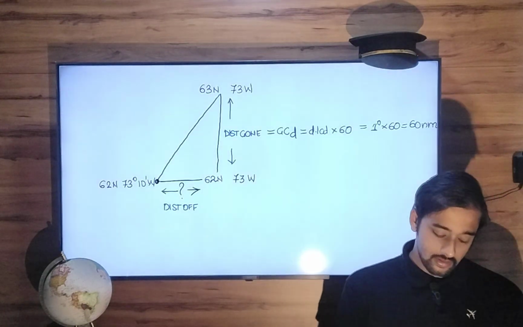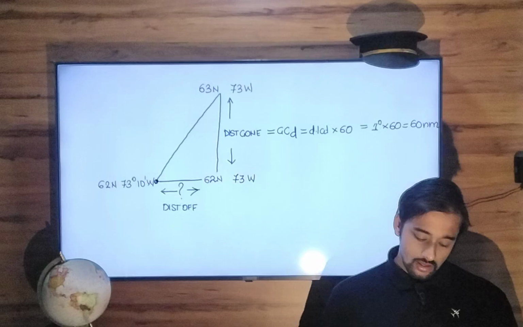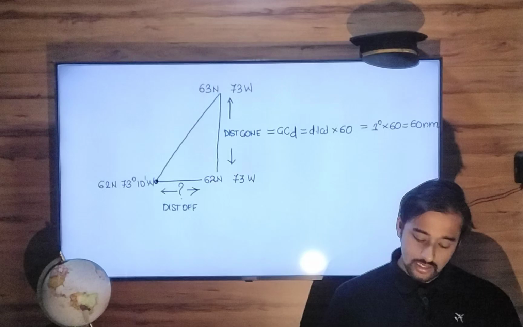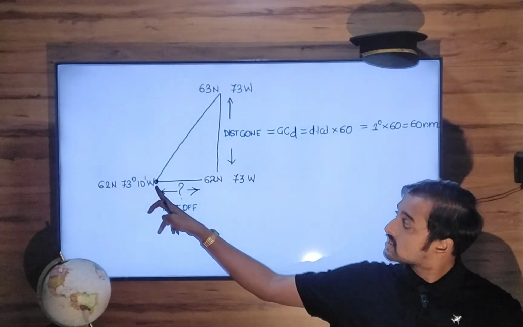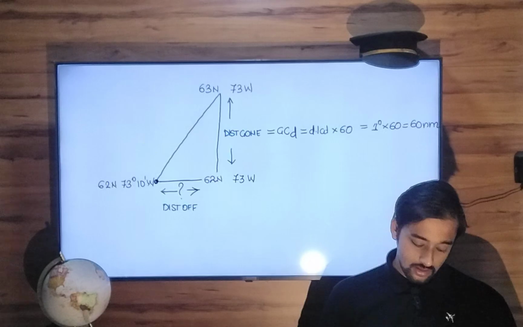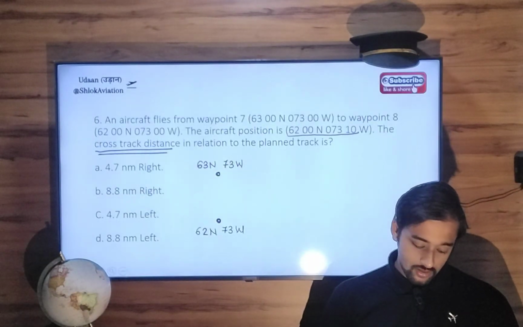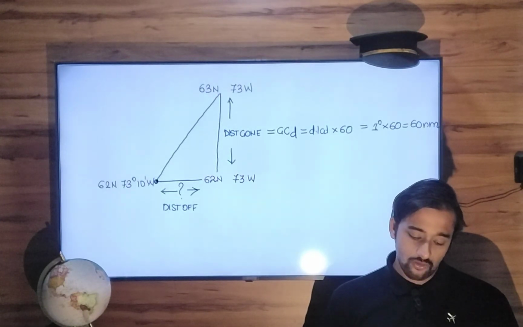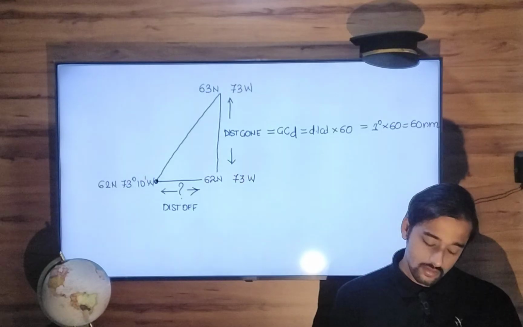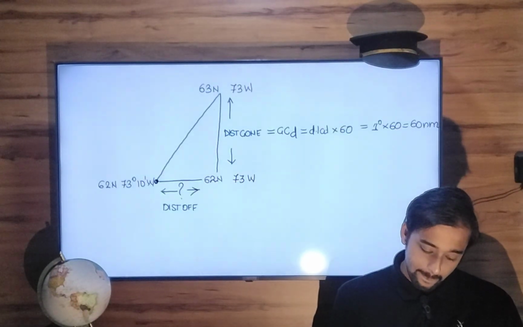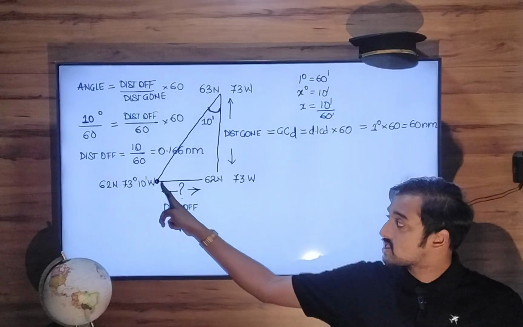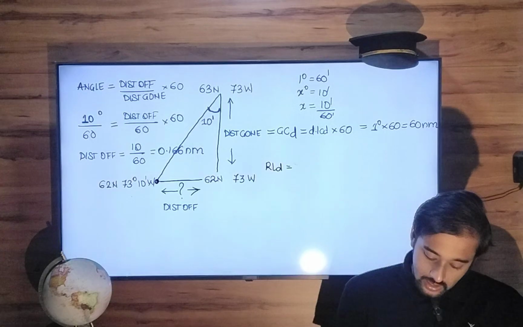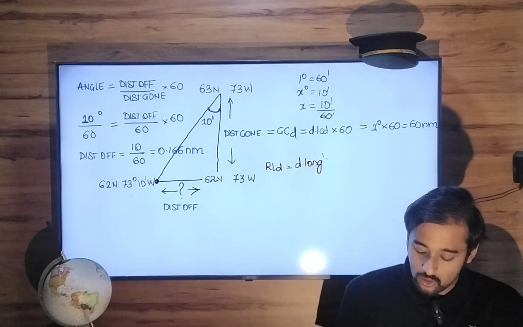Next, the angle. Angle here is 73 degrees west, and this is 73 degrees 10 minutes west longitude. We can calculate the rhumb line distance, which is the cross track distance. So rhumb line distance equals d long in minutes into cos lat.